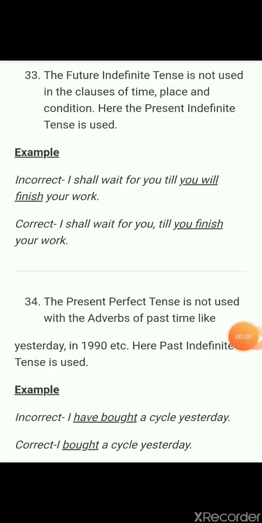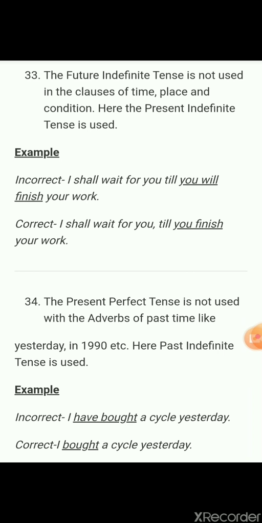Rule number 33 here. The future indefinite tense is not used in the clauses of time, place, and condition. Here the present indefinite tense is used. Look at that. Incorrect: "I shall wait for you till you will finish your work." Correct: "I shall wait for you till you finish your work." Till you finish your work.